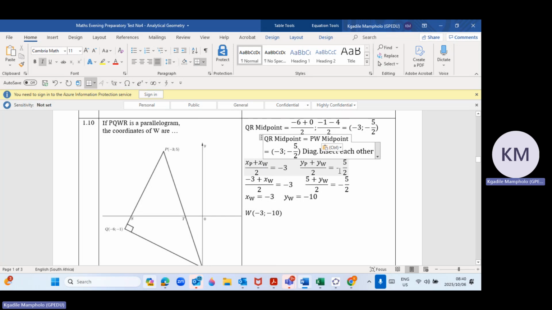We know that the midpoint of diagonal PW is minus 3 and minus 5 over 2. It means the y midpoint is minus 5 over 2. Y of p is known as 5. Then y of w is unknown. You cross multiply. Then minus 5 over 2 times 2 is minus 5. Then when you take the 5 to the other side, it will be minus 10. Then it means the coordinates of w are minus 3 and minus 10.